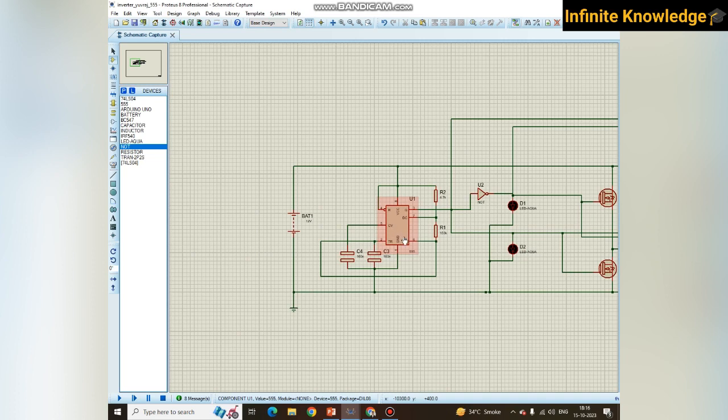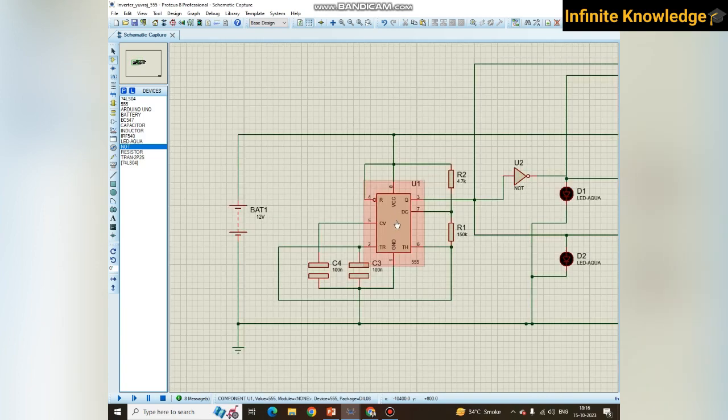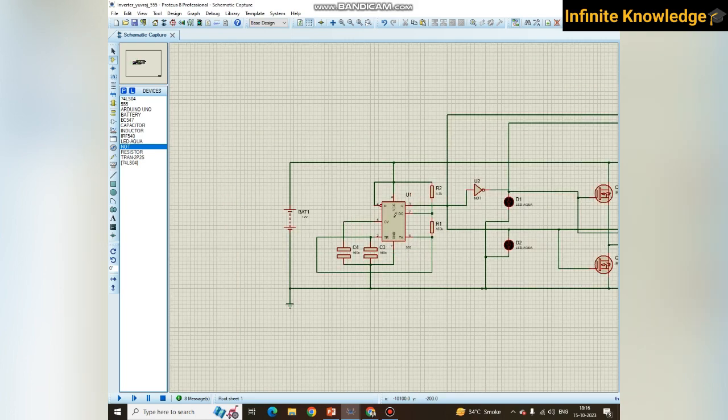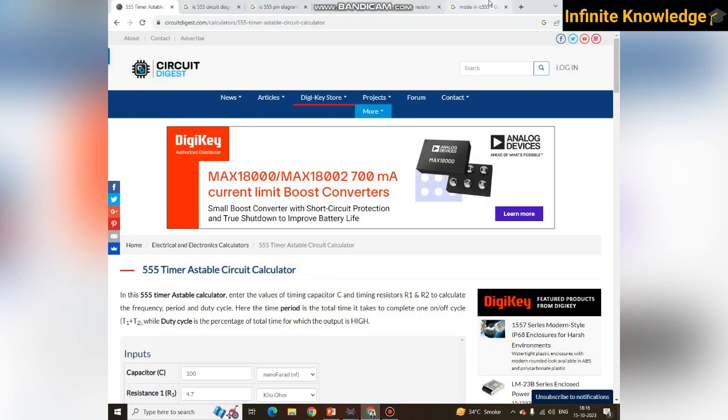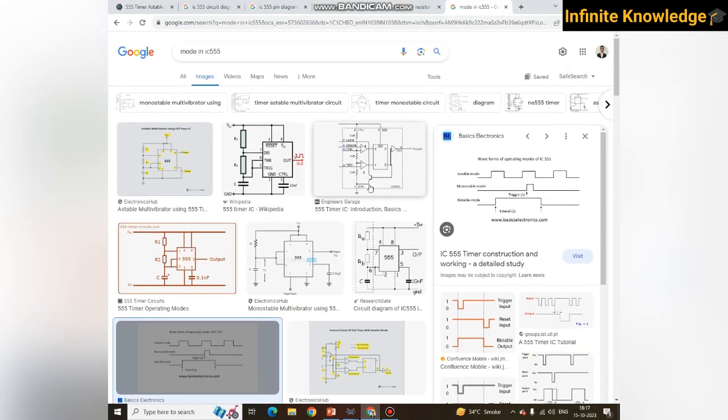I have considered the universal IC, IC-555. IC-555 is the most lovable IC for electronics engineering, and in each and every circuit you can find this IC, from a minor circuit to a major or very complex circuit. It is a very useful IC. You can do anything you want with this IC-555. Here I am just giving a brief about the IC-555. I think you know about the IC-555.